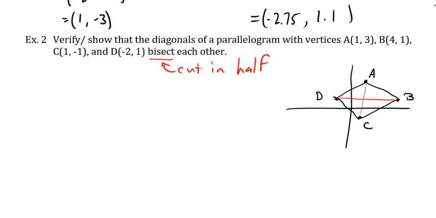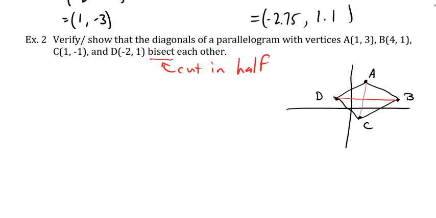How am I going to show that? It means the length from D to the middle is the same as the length from B to the middle, and the length from A to the middle is the same as the length from C to the middle. My little sketch here actually doesn't look like it cuts DB in half, but remember, it's not a perfect graph. It's just a sketch.